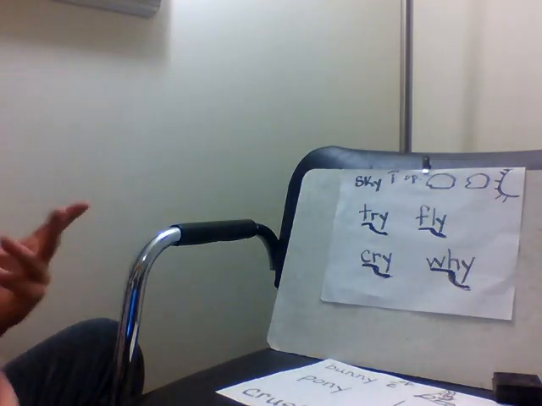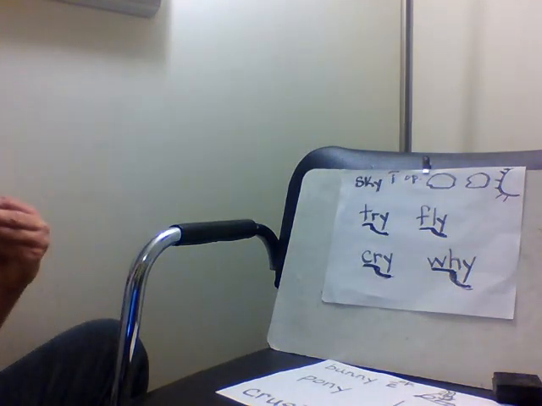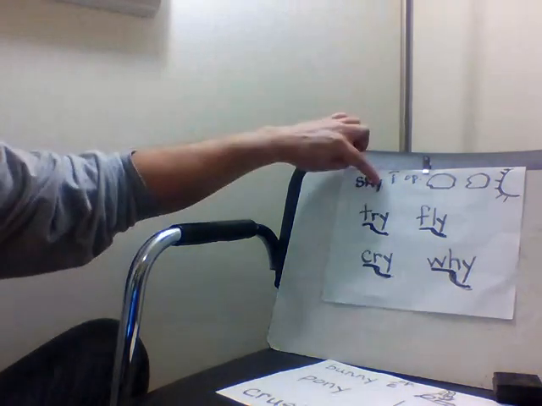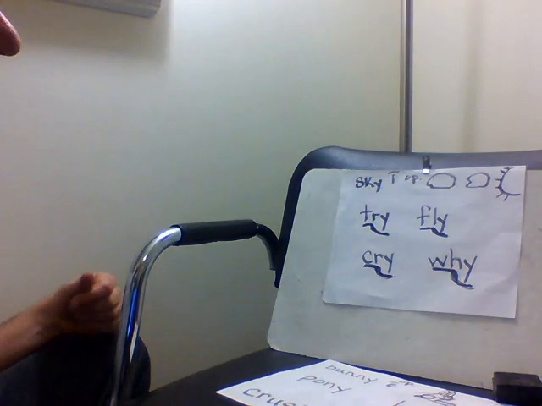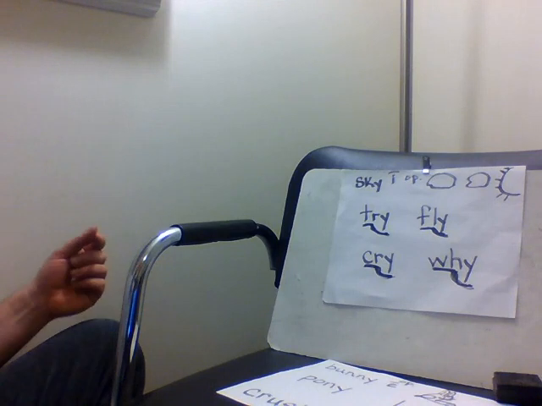So quick summary. There's Y at the end saying I, when it's the only vowel sound in the word. You don't have another vowel with it. And this is one time Y becomes a vowel, when it's at the end saying I, long I.